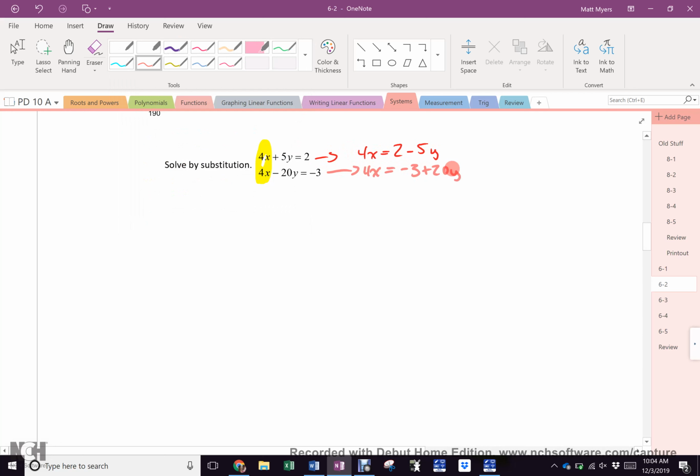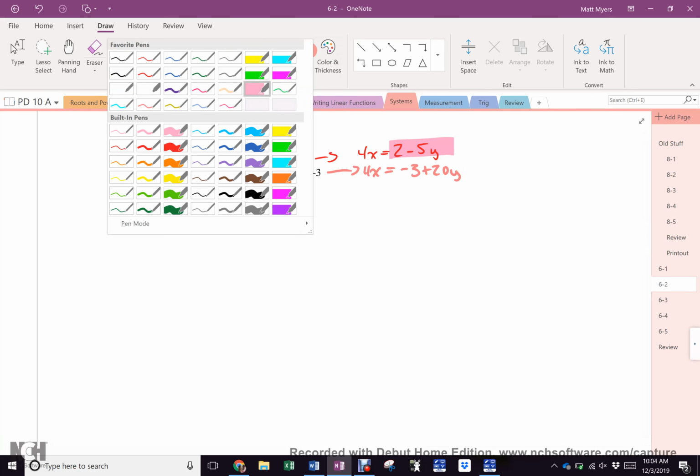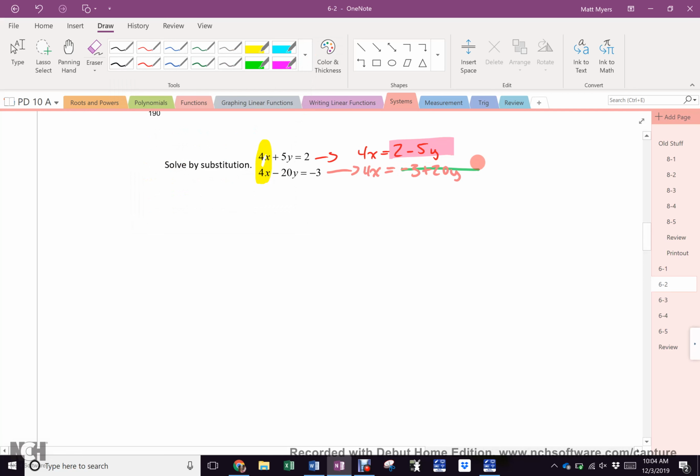Okay. Well, if 4x equals that, and 4x equals that, what do you know about the pink equation and the blue equation? Well, you don't have to divide them by 4. You don't got to do any dividing, do you? Because that pink equation equals the blue equation, doesn't it?